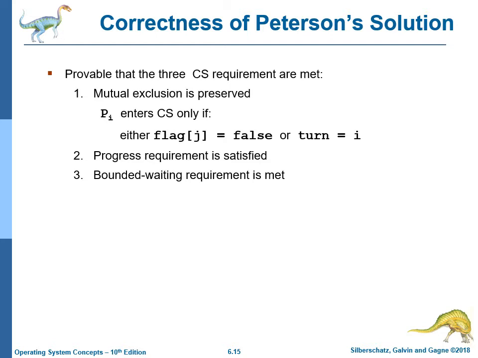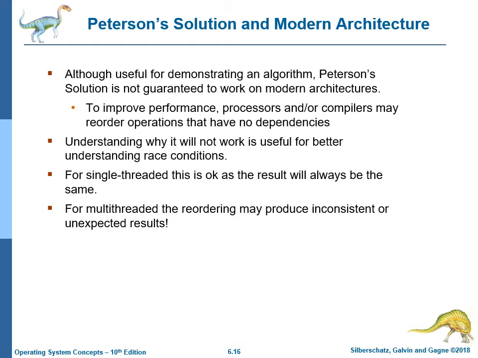First, mutual exclusion is preserved, di mana the process enters its critical section only if the flag is false or turn equals i. And the progress requirement is satisfied, and the bounded waiting requirement is also met.